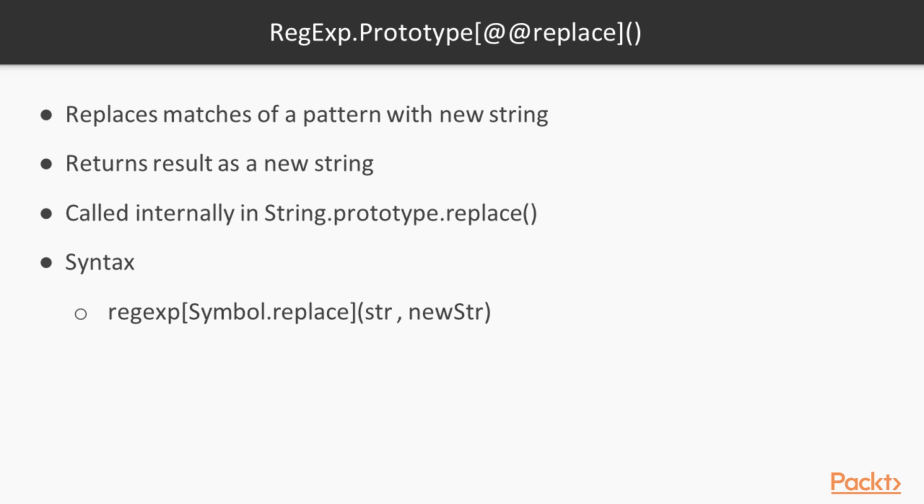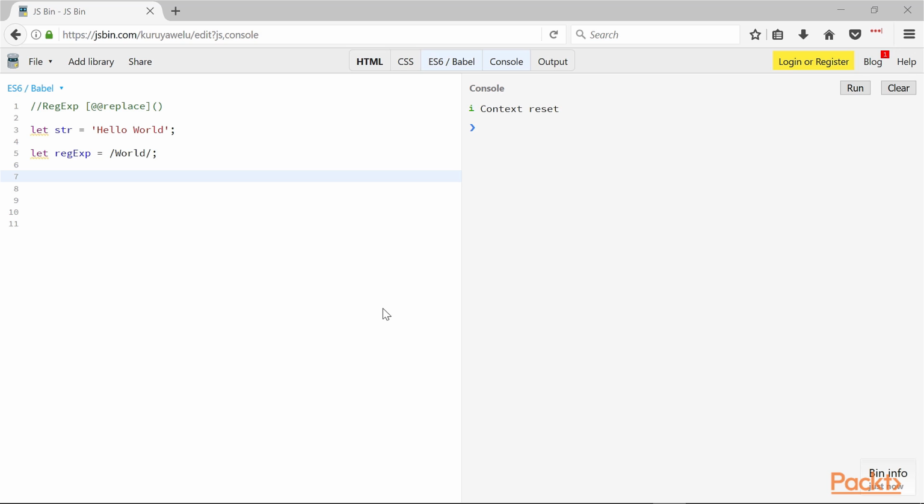Let's look at the replace method now. As the name goes, this will replace any matches of a pattern with the new string that you provide. The result is returned as a new string. This is internally called in the string.prototype.replace method. The syntax is pretty similar to what we saw for match. It's regEx and then Symbol.replace, pass the target source string and the new substring that you will need to replace it with in the str.